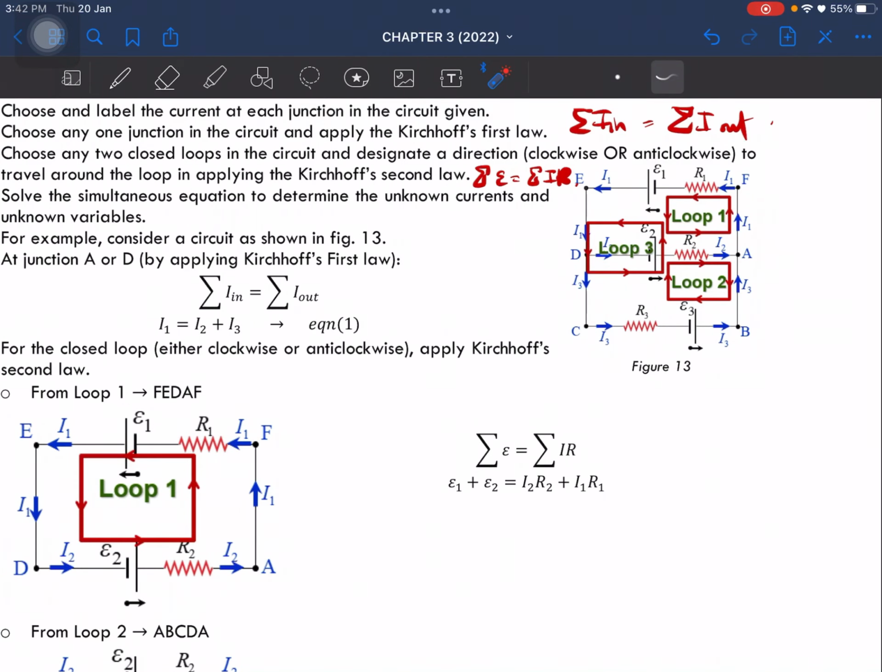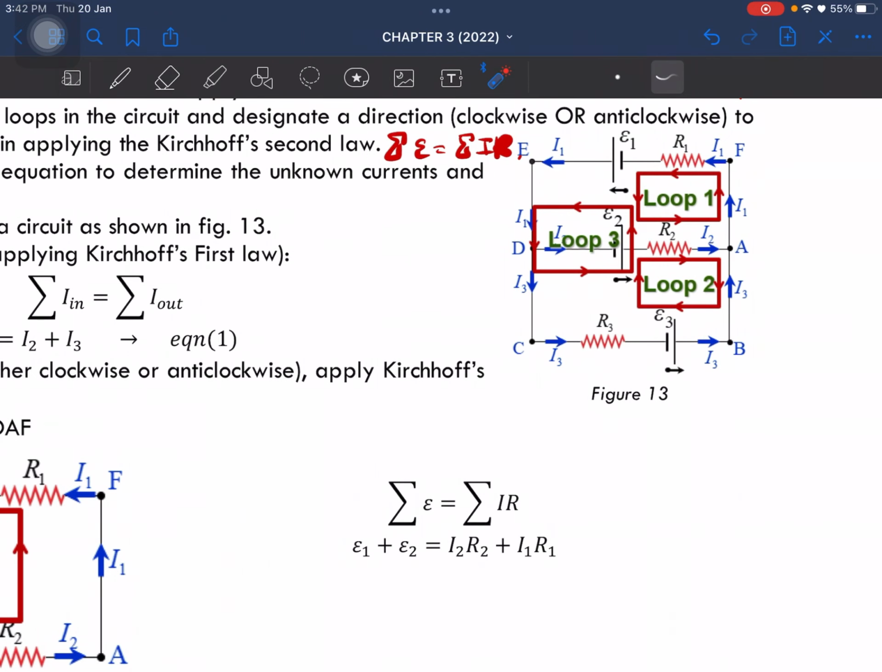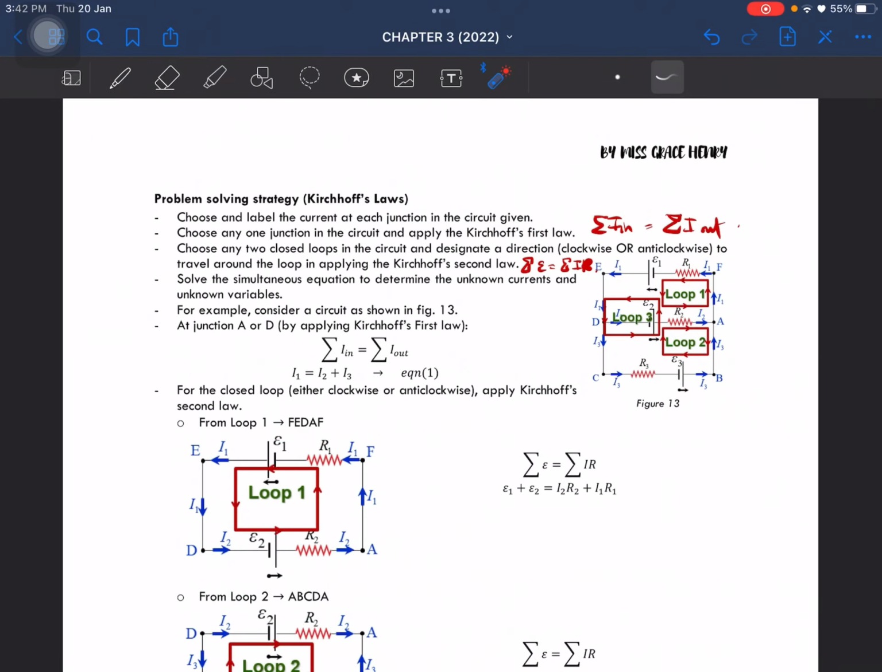Firstly, we have to choose a junction. For example, we choose junction A, so we have to use Kirchhoff's first rule, where the current going in, which is I2, equals I1 plus I3. Okay, so we have equation 1.